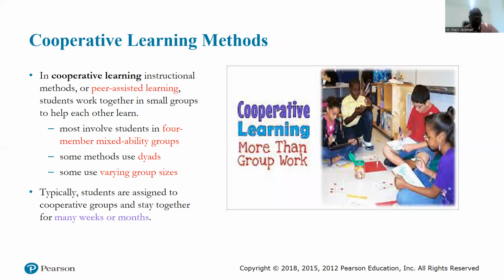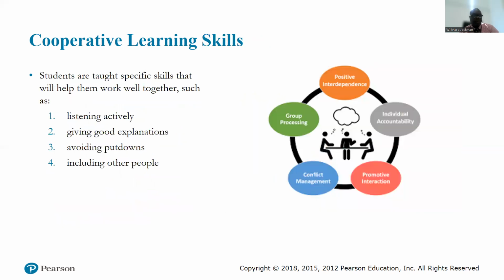So cooperative learning methods include peer-assisted learning, where they work in groups, mixed ability groups or in dyads, and of varying sizes. Typically, students will be assigned to a cooperative group, may work on a project, and they work for many weeks or months together. The important skills required for the group would be listening skills, being able to give good explanations from research, being able to include other persons, avoiding putting down or making snide comments or making individuals feel that their contribution is not quality.